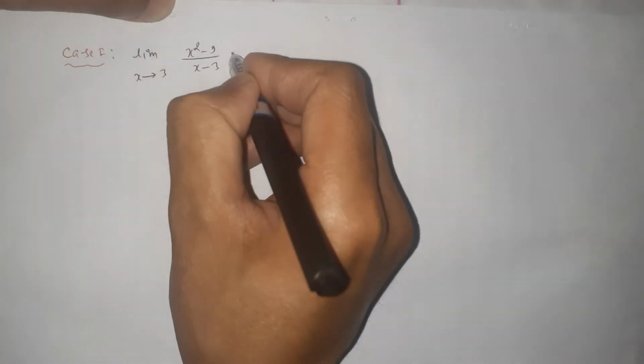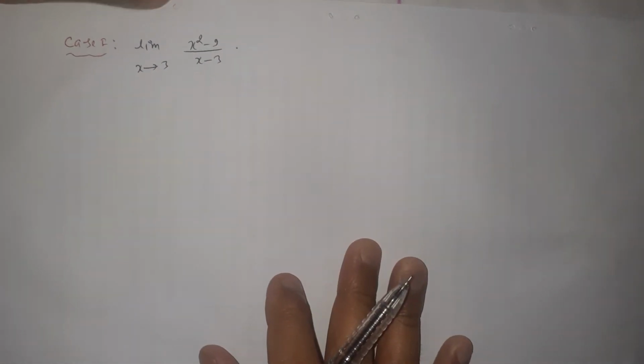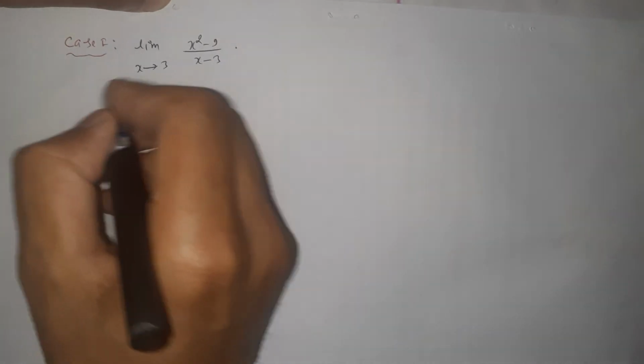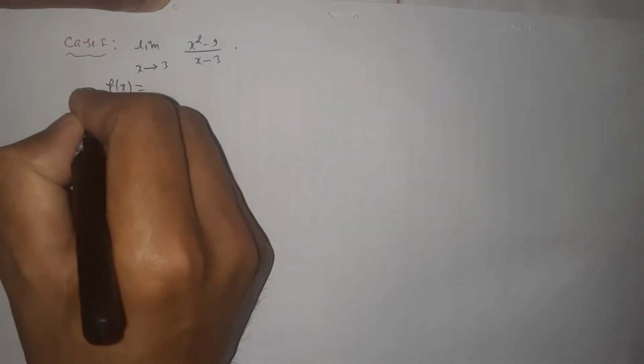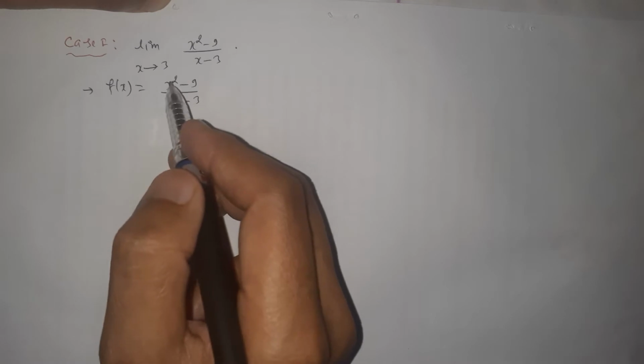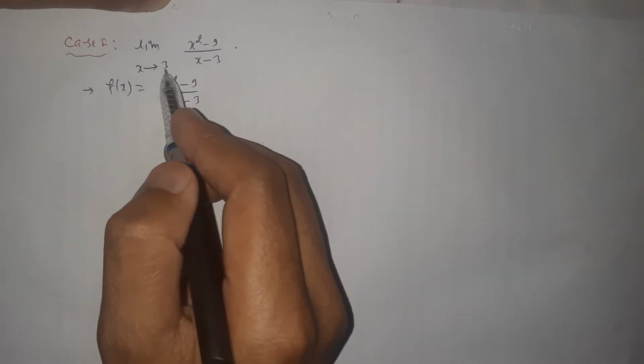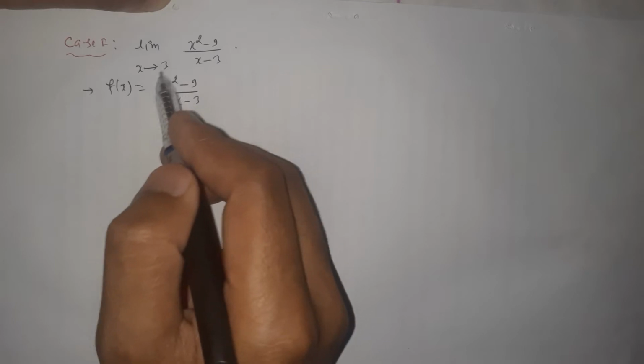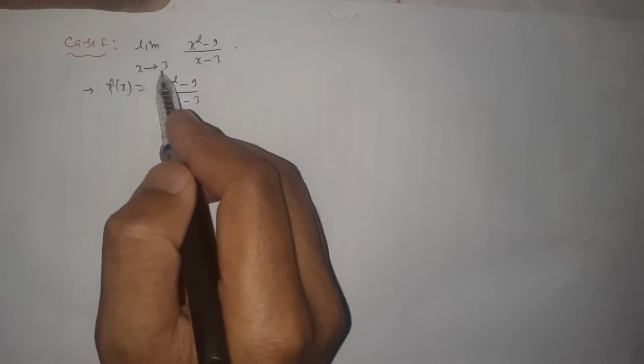Here let's take an example. The question is: find the limit of the function x square minus 9 over x minus 3 when x approaches 3. This is our question. First of all, let's check whether the function is defined. Here the function f of x is x square minus 9 over x minus 3. Let's check whether this function f of x is defined at the point at which the limit is going to be calculated. Here the limit is going to be calculated at the point x equals 3.